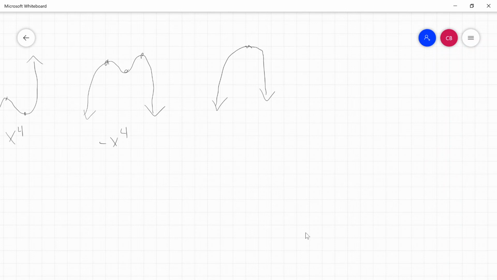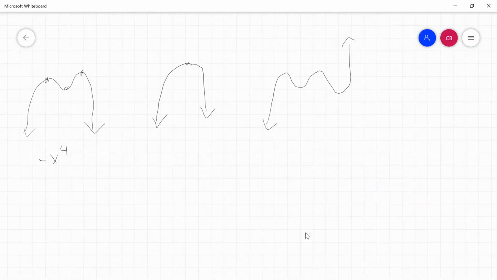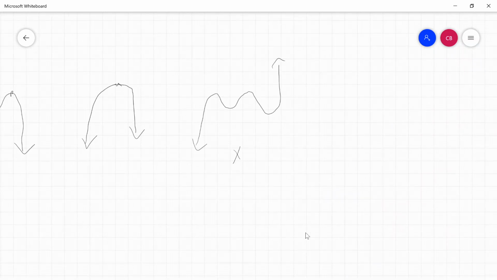We have x to the fifth, and it goes something like this. Okay, that's one version. This is the x to the fifth, and then if I do the other one, it goes something like that. That's negative x to the fifth, meaning negative coefficient, obviously.